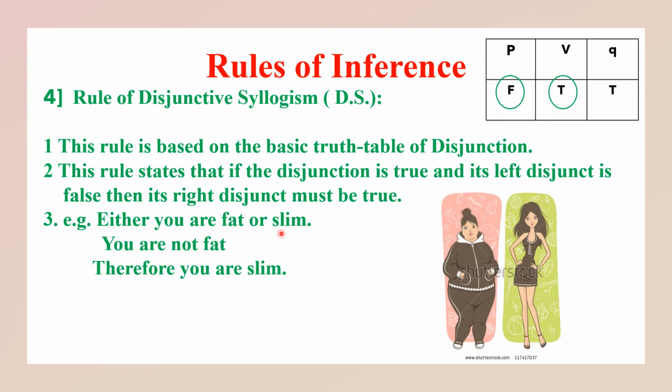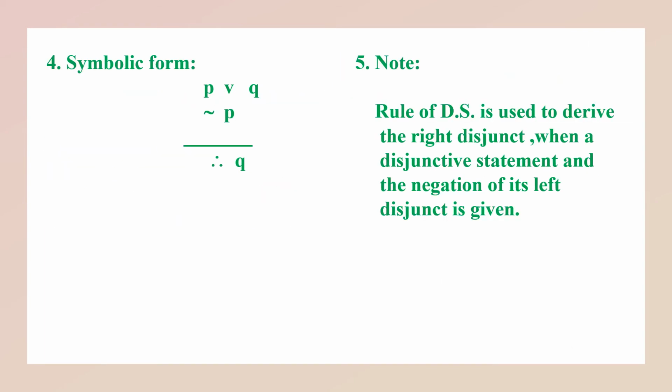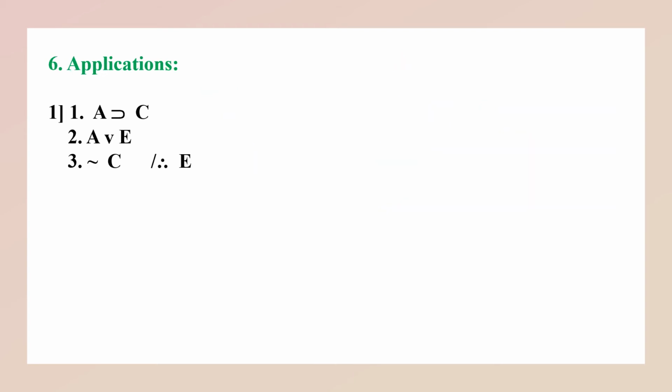Let us take an example. Either you are fat or slim. You are not fat, therefore you are slim. Let us take the symbolic form: P or Q, not P, therefore Q. Note down that by this rule of DS, we can derive the right disjunct when a disjunctive statement and the negation of its left disjunct is given. Now we take the applications.